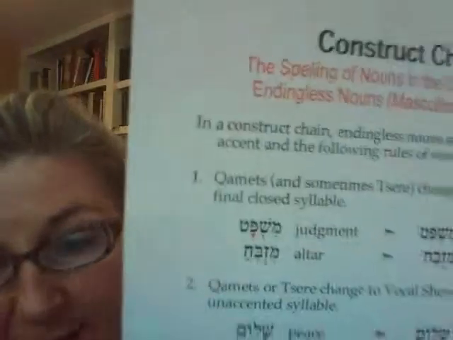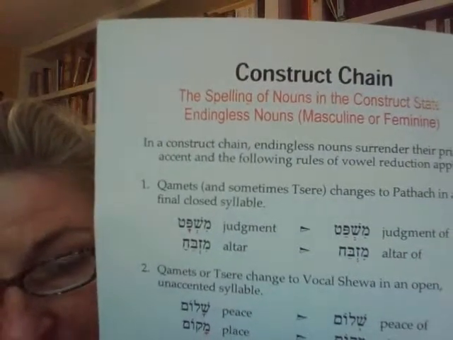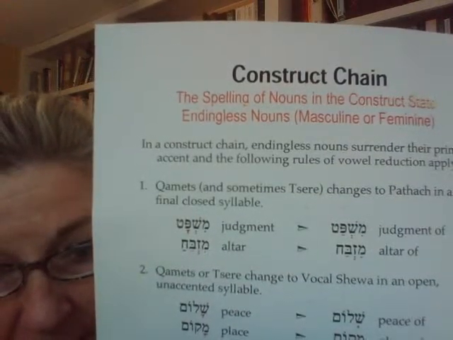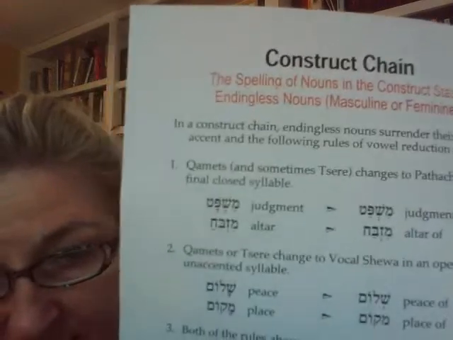Make sure it's a hireq and not a... I'm sorry, my printer ran out of ink, so the qamets changes to a patach. That's a patach and not a hireq in "judgment of." And then in alter, the tsere changes to a patach to change it from an absolute to a construct state.